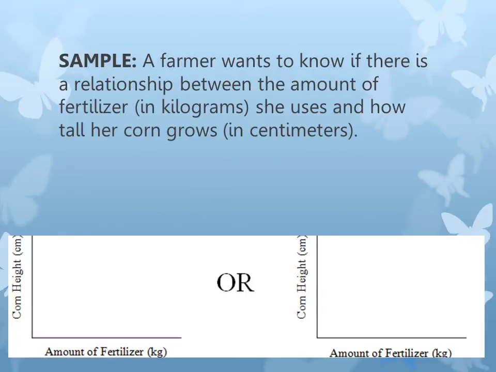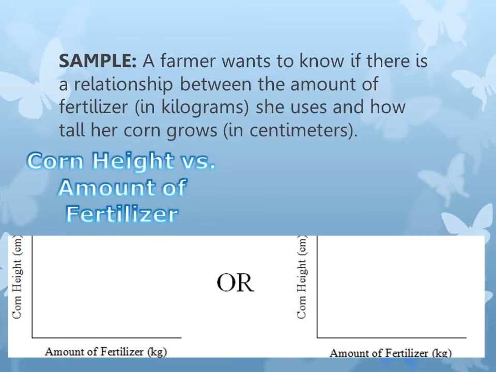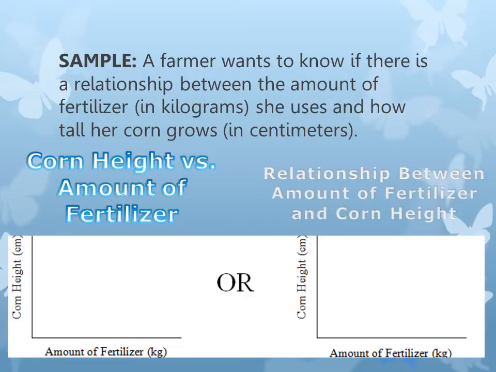So here's an example. A farmer wants to know if there's a relationship between the amount of fertilizer in kilograms and how tall her corn grows in centimeters. One way would be y versus x, right? So you could say y is over here on the side, so corn height versus amount of fertilizer. That would be a very straightforward way to title your graph. A more descriptive way would be to say the relationship between the amount of fertilizer and corn height.